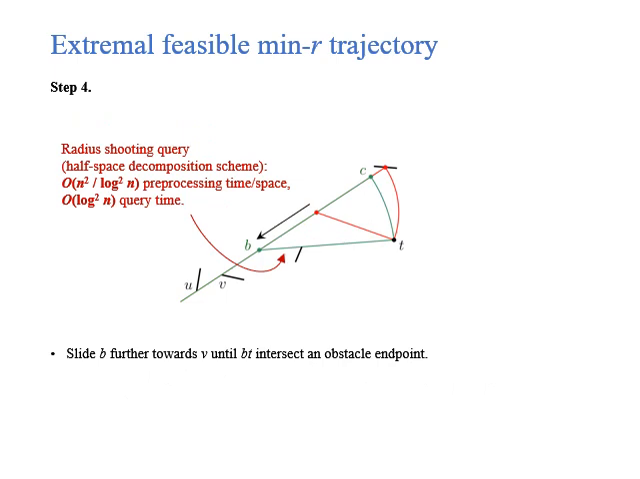In step 4, we slide point B further towards V until BT intersects an obstacle endpoint. And for that, we need to do what I call a radius shooting query to find the first obstacle endpoint that BT comes into contact with when sliding point B. And the query data structure that we have developed is based on the half-space decomposition scheme by Matoušek.